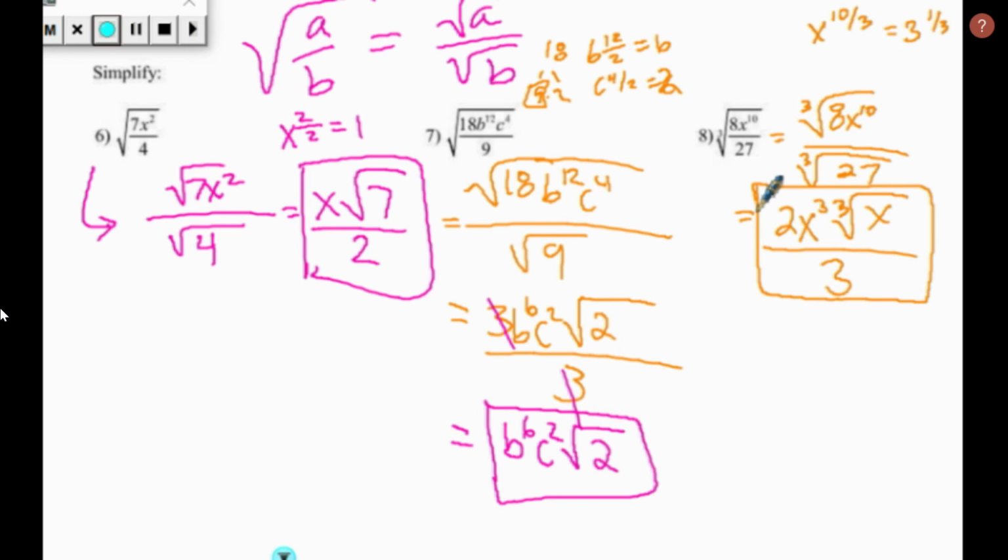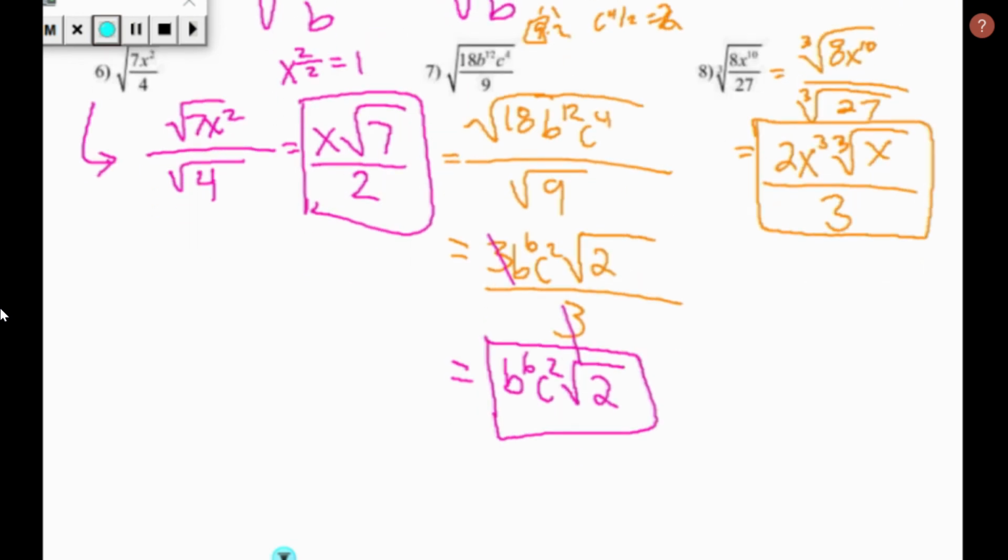Now you can write your answer like I have right here, where everything is all over 3. You could also write it as 2x cubed over 3 times the cube root of x. These are just alternate ways that you can write it. It's still the same thing if you just want to keep everything on the outside, but it's the same answer logically.